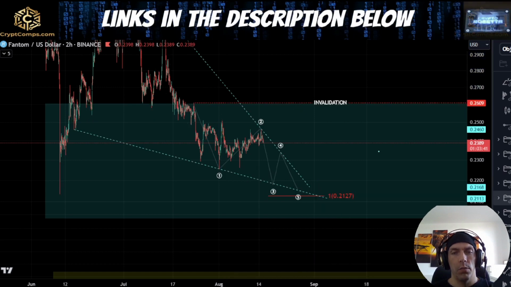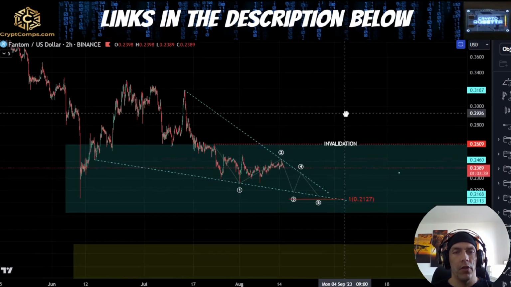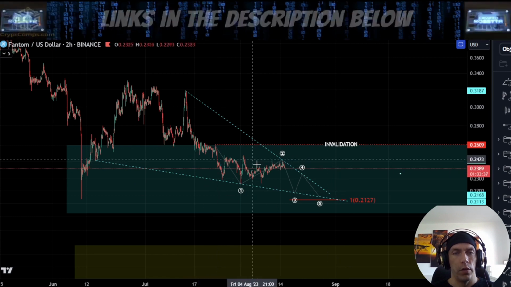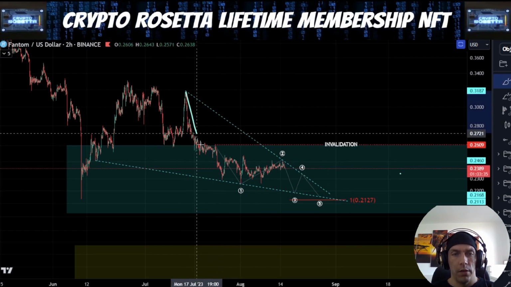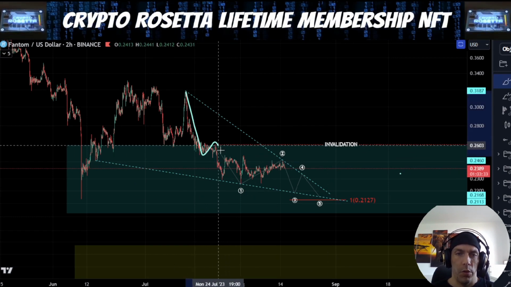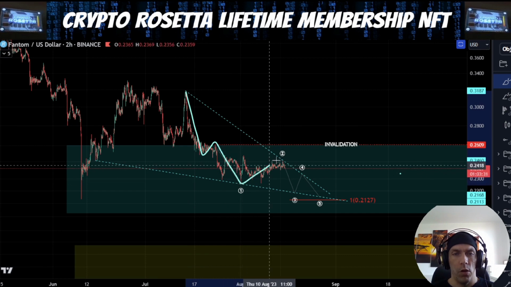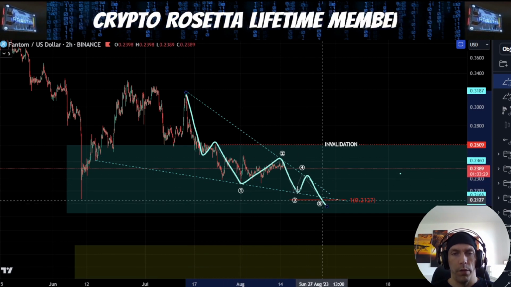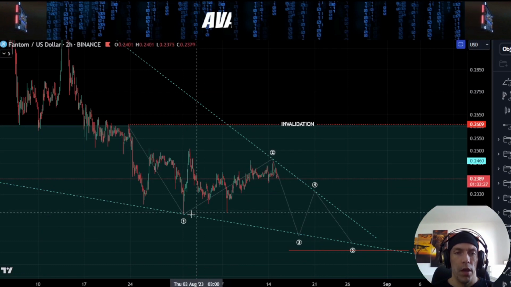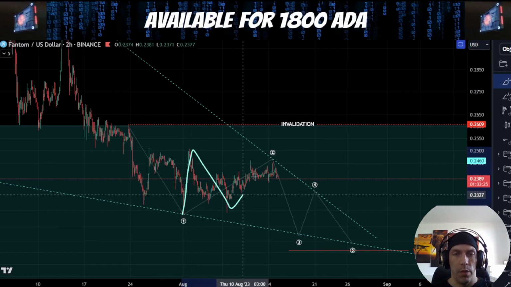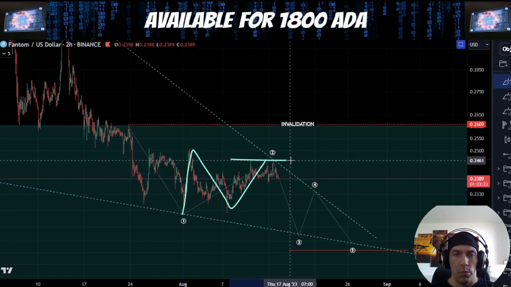Now, the way that we could potentially look to do this is by actually having this play out as a diagonal in the C wave. So what we'd say here is that this would be our A wave, this would be our B wave, and we're looking for something like this as 1, 2, 3, 4, and 5. Because like I said in the previous example, this move here as A, B, and C, we have hit that 0.786.